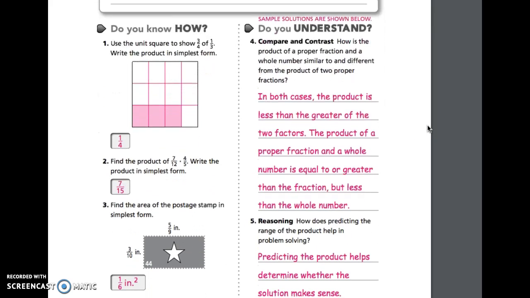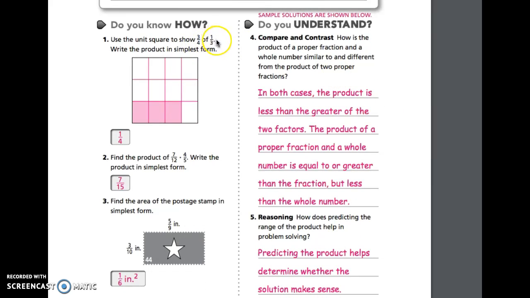All right, question number 1, use the unit square to show 3/4 of 1/3. So 3/4, well, 1, 2, 3, 4, we're going to divide vertically into 4 groups. 1/3, denominator is 3, so 1, 2, 3 groups going left and right. You could have also flipped it and rotated the square 90 degrees, so vertically it has 3 groups and horizontally it has 4 groups, and you would get the same answer.